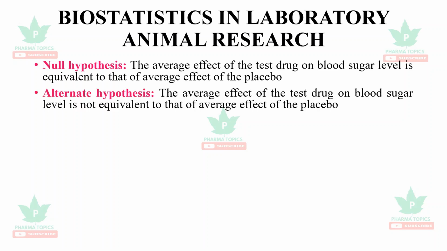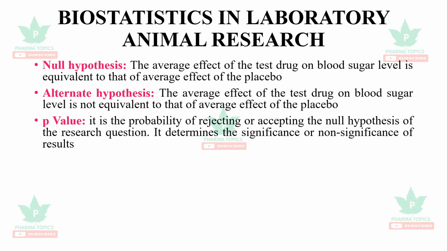Alternate hypothesis, the average effect of the tested drug on the blood sugar level is not equivalent to that of the average effect of placebo, then it is an alternate hypothesis. P-value, it is the probability of rejecting or accepting the null hypothesis of the research question. It determines the significance or non-significance of results.